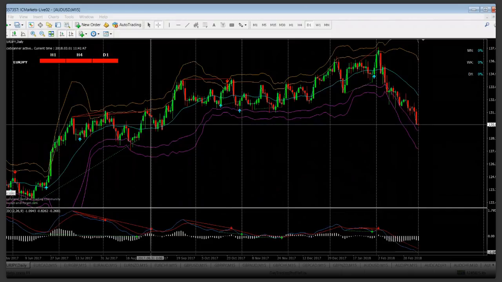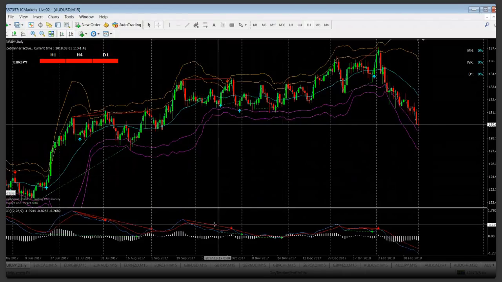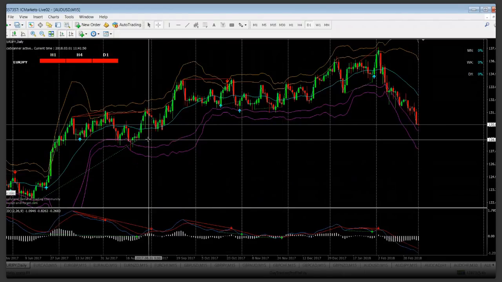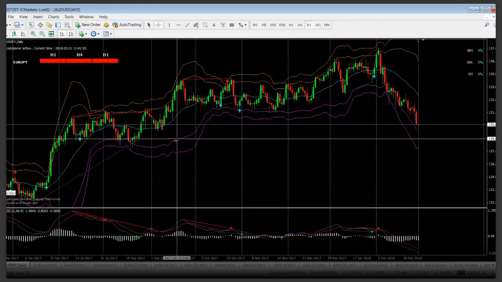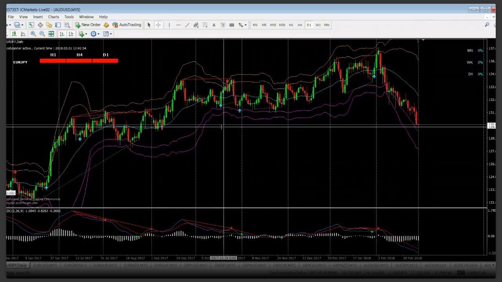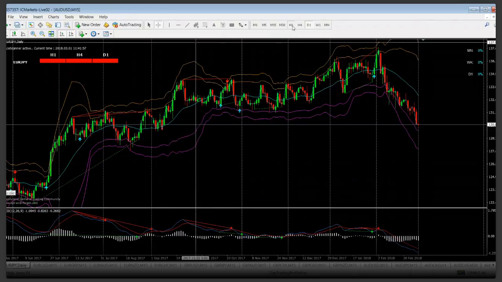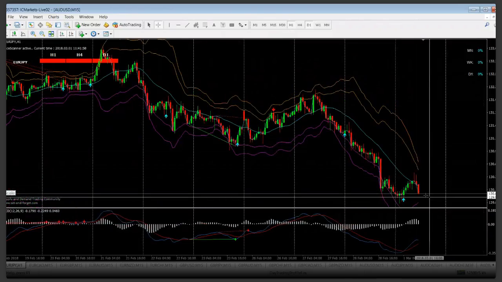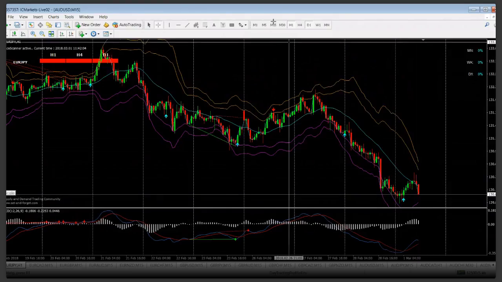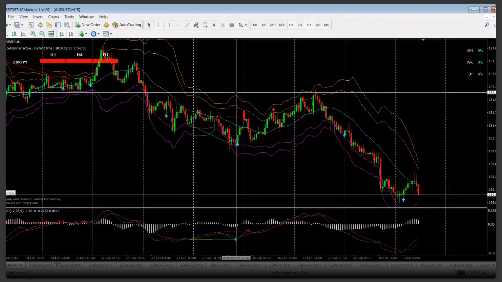Euro JPY still looking like it wants to go down lower. Again, it breaks out of this 130 area down towards 129. It's a nice area. Target.